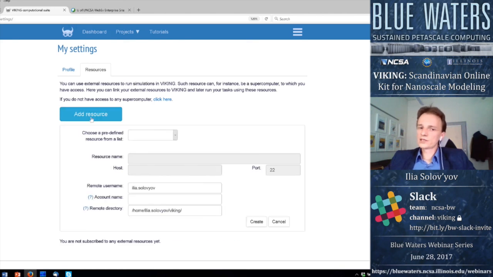If I click this Add Resource button, I can see a form where I can choose a resource from a predefined list of resources. You see two options here that are grayed out because I'm using a test user account for the purpose of this webinar. These are Abacus 2.0 and Blue Waters. Abacus 2.0 is a supercomputer that we use here in Denmark, and Blue Waters you all surely are aware of. If I were using a real Viking account, I could just select this computational resource, and then there would be a very intuitive step-by-step procedure that would allow a user to link an existing account on the supercomputer resource to the Viking account.